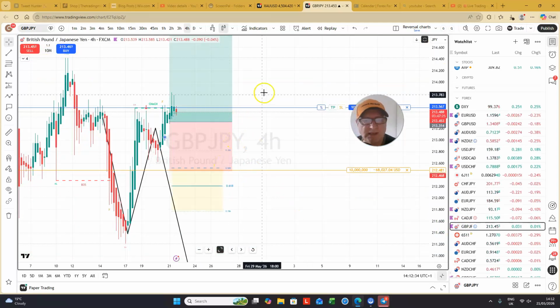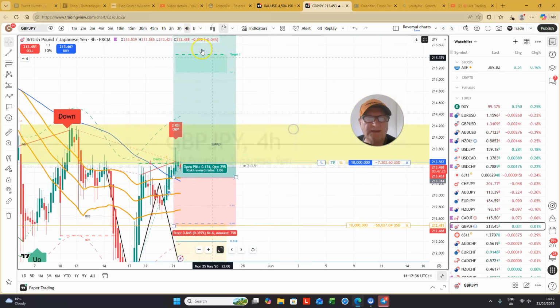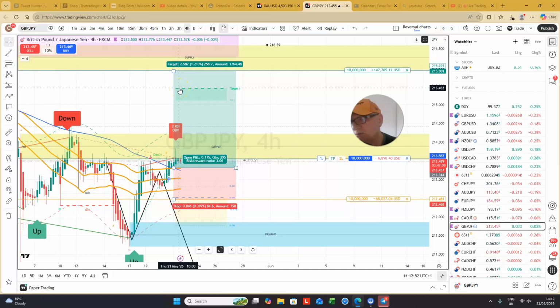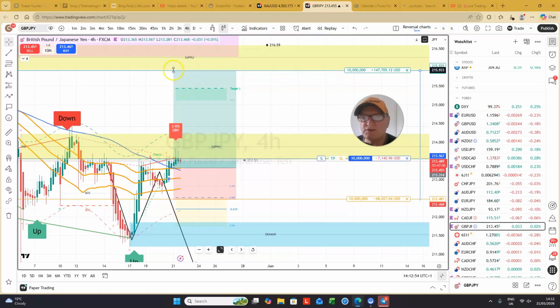This is the pound yen. Now we'd have a breakout here in terms of the pound yen, which is interesting, above all the support areas. So we do expect the price to rally, but we need the yen futures to fall or continue the fall. So we have a target up here of 215.45 and then on to supply at 215.93.